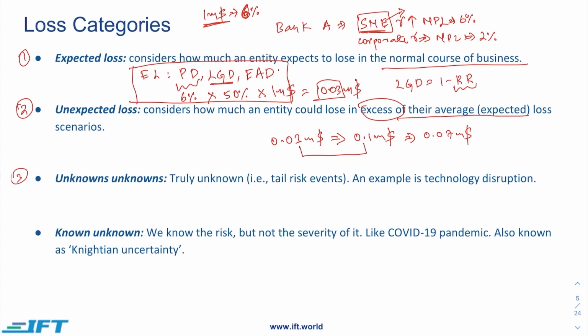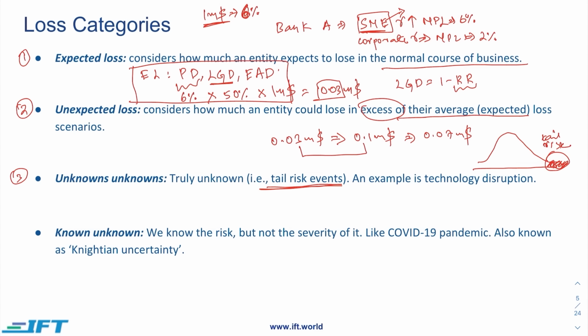The third category is the unknowns. The unknown is considered to be the tail risk event. When you talk about normal distribution, a tail risk is an event where there are more losses than usual. So these are the risks that you don't know can happen, and once they happen, the quantum or the impact of the losses would be way higher.